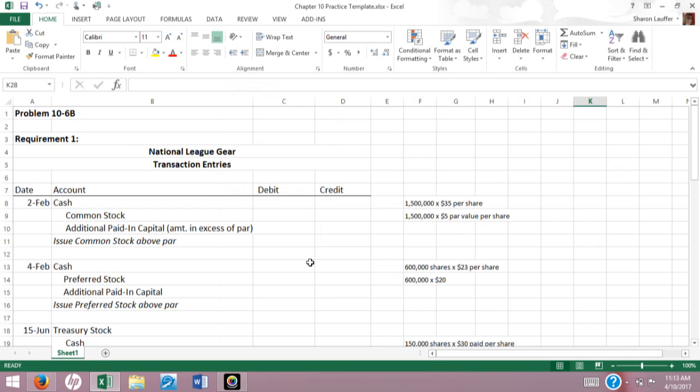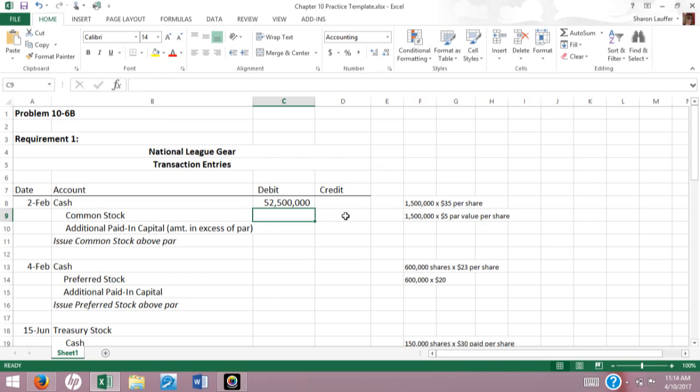So on February the 2nd, our first transaction says we are issuing 1.5 million shares of common stock for $35 per share. So when we issue this common stock, we are going to record it in a couple different ways. First, we know that we're going to get $35 a share, and we're selling 1.5 million shares of stock. So 1.5 million times $35 a share is the cash that we're going to collect, and that's $52,500,000. So that one's fairly easy to get.